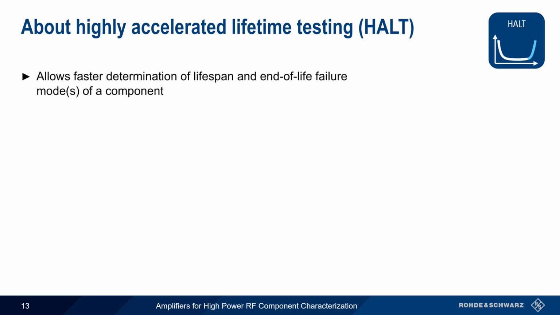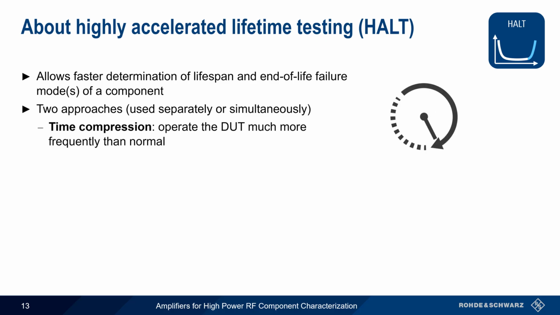The purpose of highly accelerated lifetime testing, also sometimes just called ALT, is to determine both the average lifespan or useful life of an RF component, as well as that component's end-of-life failure mode or modes, that is, the mechanism responsible for the failure of the component. There are two methods that can be used, together or separately, to age the RF component.